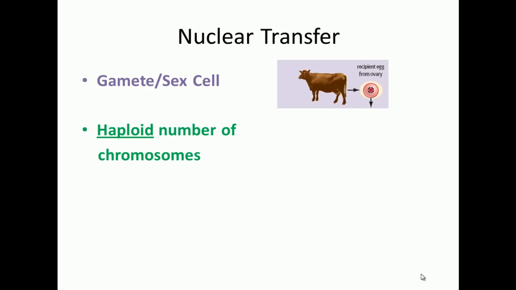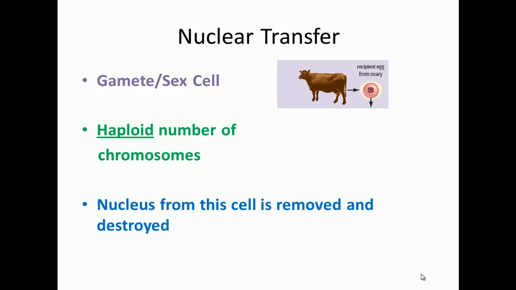We then have another donor of the same species, and we take a gamete or sex cell from the female, so that's going to be an egg. This particular cell has a haploid number of chromosomes, so half the number, and if it was a human, that would be 23. What we then do is we take the nucleus from this cell, and it is removed or destroyed, so we just have the basics of the cell without a nucleus.